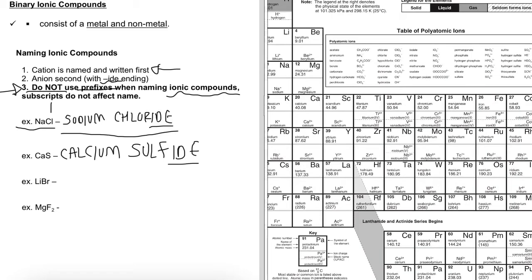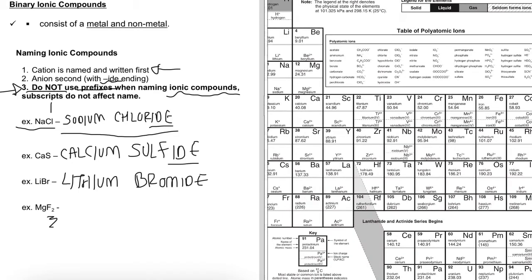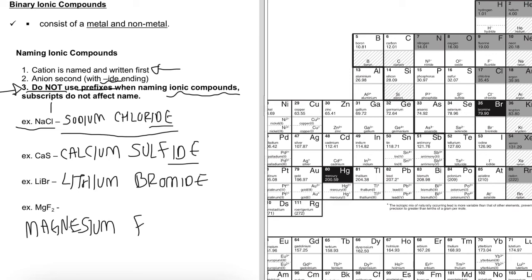Okay, next one, LiBr, lithium, bromine, so it becomes lithium bromide. Okay, so pretty straightforward. MgF2, so even though it says a 2 on it, again, we don't put prefixes. So Mg is magnesium, and fluorine becomes fluoride. They all have this ide ending.